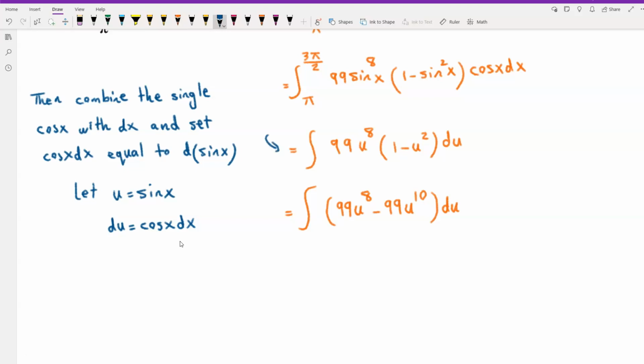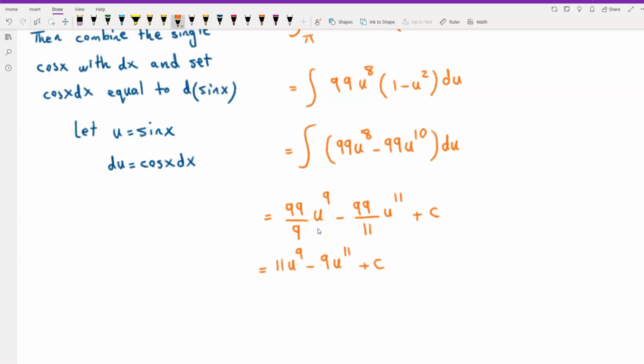So this is equal to the integral of 99. Instead of sine, I used u. So we have u to the 8th power times 1 minus u squared times du. And then I used the distributive property. So 99 u to the 8th power times 1, 99 u to the 8th power times negative u squared. So this is what we have here on this part.